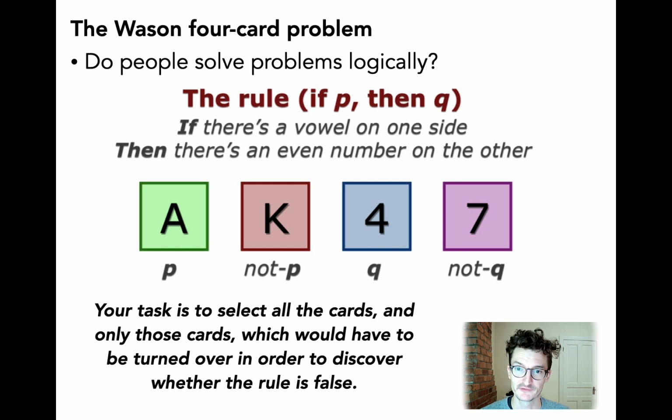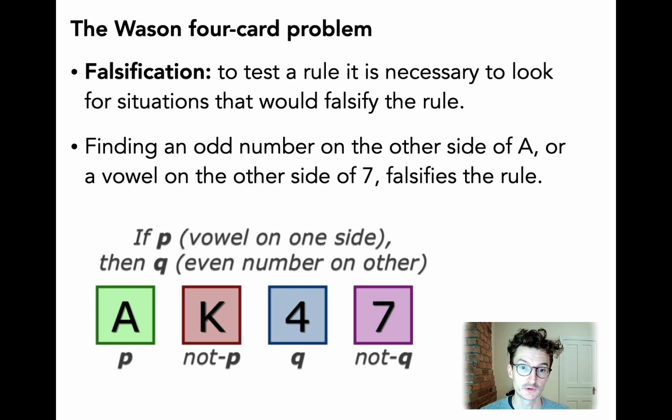Because the rule is if there's a vowel on one side, then there's an even number on the other side. So in the case of not Q, for the rule to stand, there must be a consonant on the other side. The other two cards don't really tell us much. 4 is quite tempting to flip over, but 4 only allows us to affirm the rule. It doesn't allow us to falsify the rule.